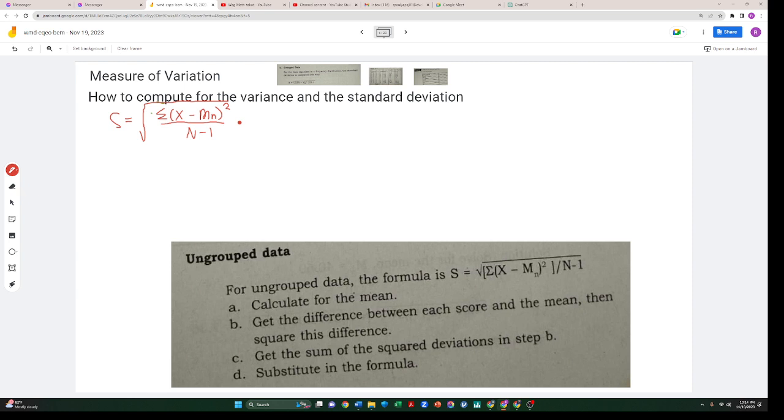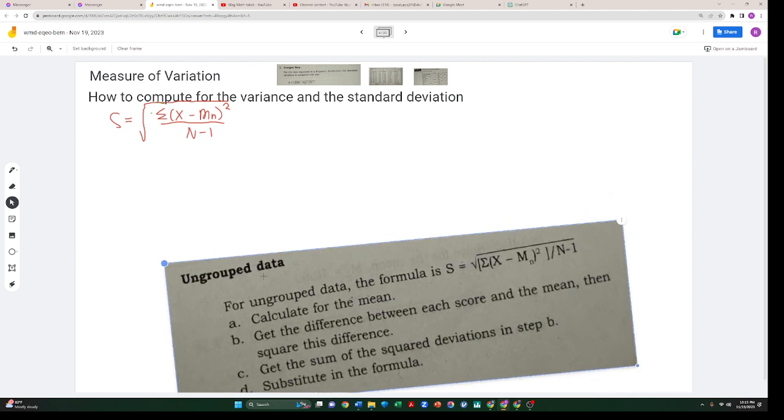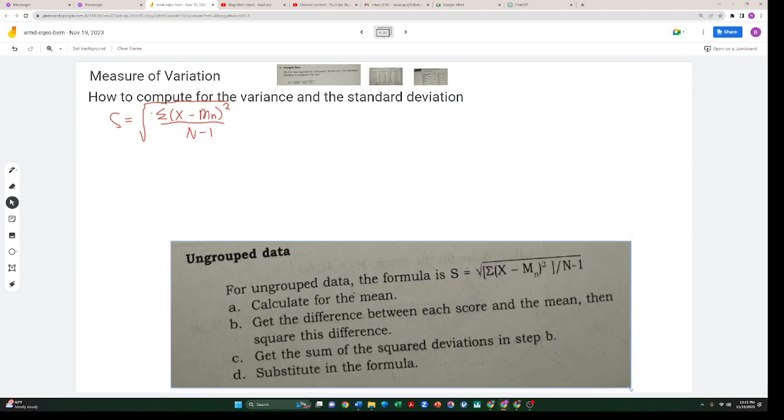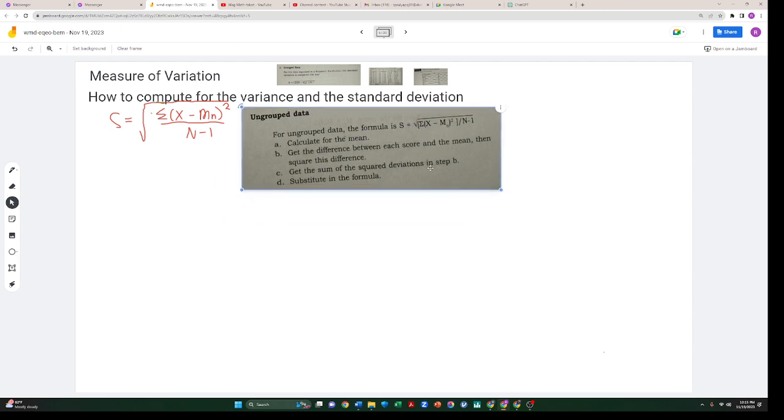Okay, step 1. Calculate for the mean. Then step 2, get the difference between each score and the mean, then square this difference. Okay, we will not understand it unless we do it, so let us put it there and solve. First, put your x. Oh, we have not written the problem yet.